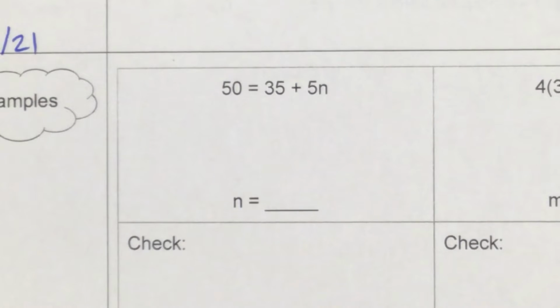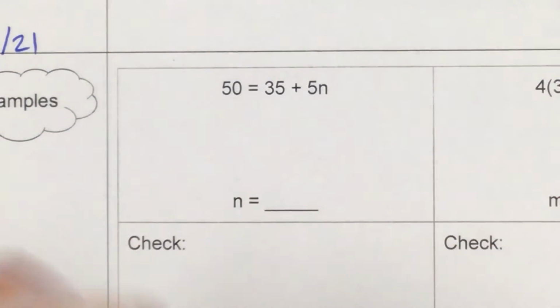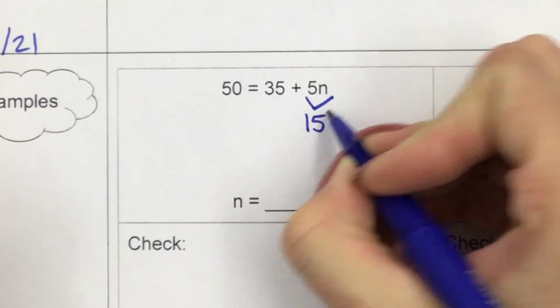What I'm gonna have you do is cover up the part that has the variable. So see the 5n, I'm gonna cover up that whole thing like this with my finger. Okay, using logic and your math skills, what has to be underneath my finger to make that statement true? 15, does everybody agree? 35 plus 15 is 50? Okay, if that's true, then this thing right here has to have a value of 15.